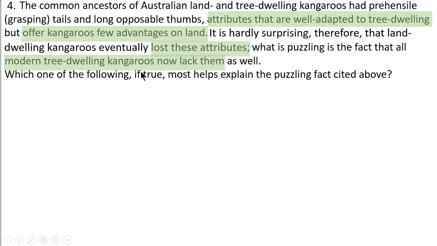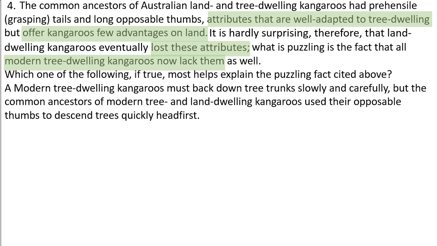Now, the question is which of the following, if true, most helps explain the puzzling fact. So, the only way to solve this puzzling fact is that the modern-day kangaroos are descended from the land-dwelling kangaroos who lost these attributes with the passage of time. Now, let's check which of the options says this.